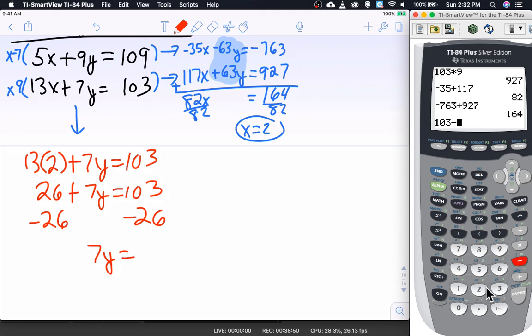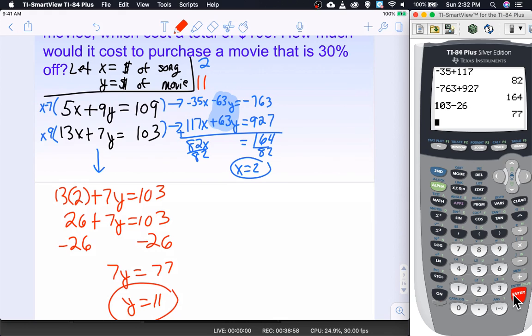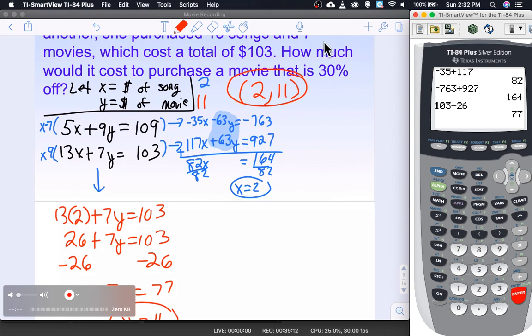103 minus 26, 77, which gives me y equals 11. So it is $11 for a movie. So the solution to the system of equations is 2, 11. That's that. But that's not the answer to the question, because that's not what the question asked. The question asks us, how much would it cost to purchase a movie that is 30% off?